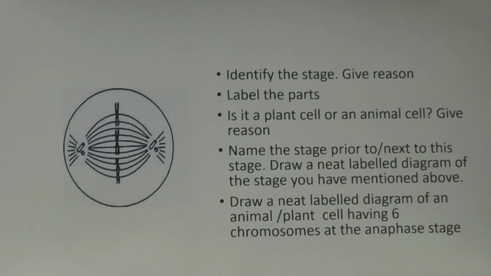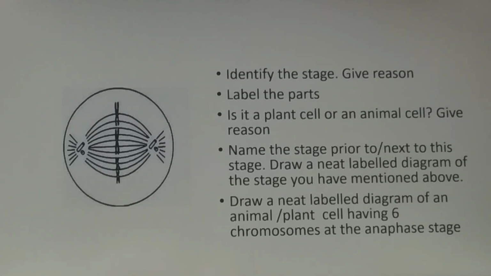Now name the stage prior to. Prior to means before the stage. So we have identified the stage as metaphase. So which is the stage prior to the stage? Prior to the stage is prophase. So you should know how to draw the diagram of the animal cell at the prophase stage. Since the diagram given is that of an animal cell, when you draw also you have to draw an animal cell there.